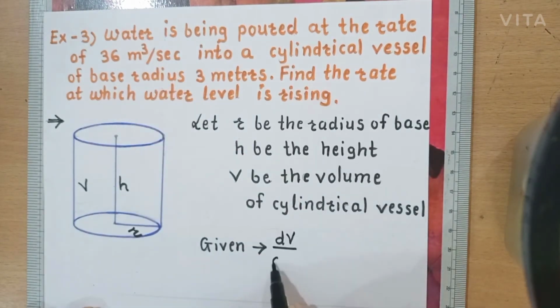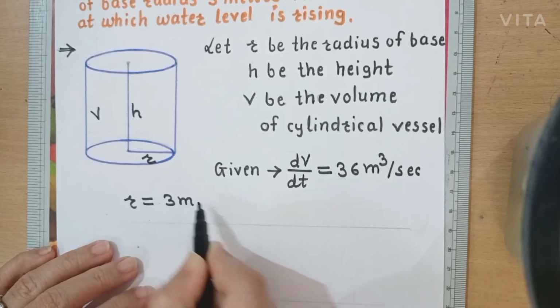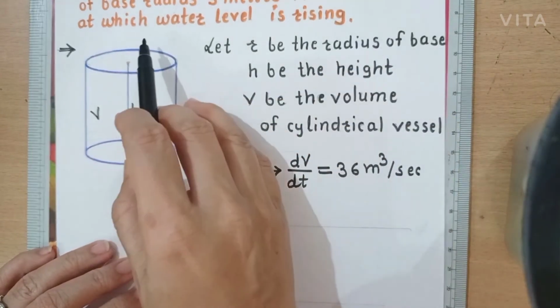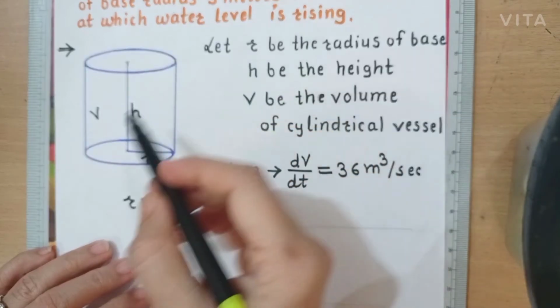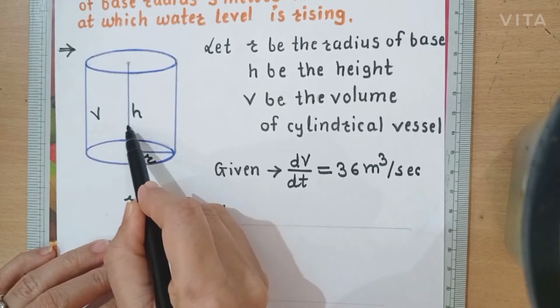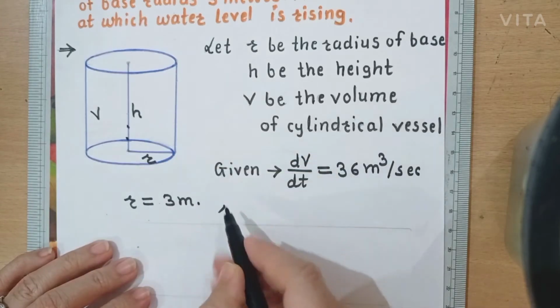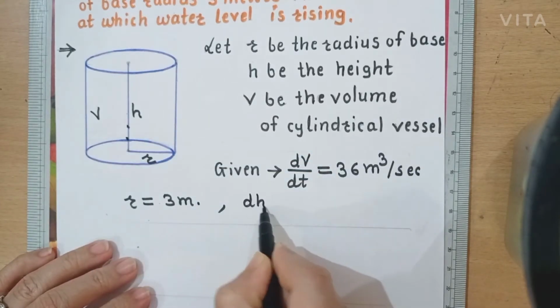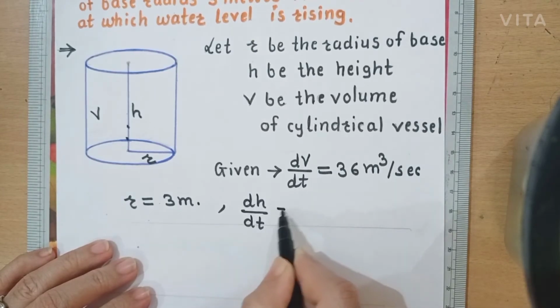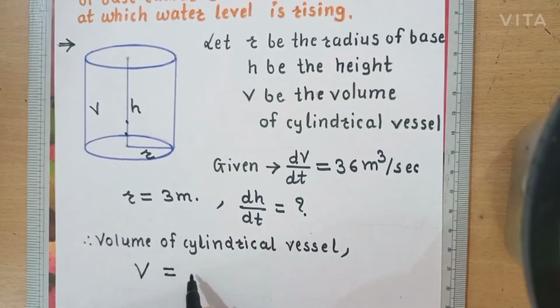So here dV by dt is 36, the radius of the base, that is R, is equal to 3 meter, and we have to find out the rate at which the water level rises. Now in the first second the level is this, at the second level it will be like this. That means at every second the level will increase. So this is the height, so we have to find out dH by dt. First we will write down the formula for V, which is equal to pi r square h.